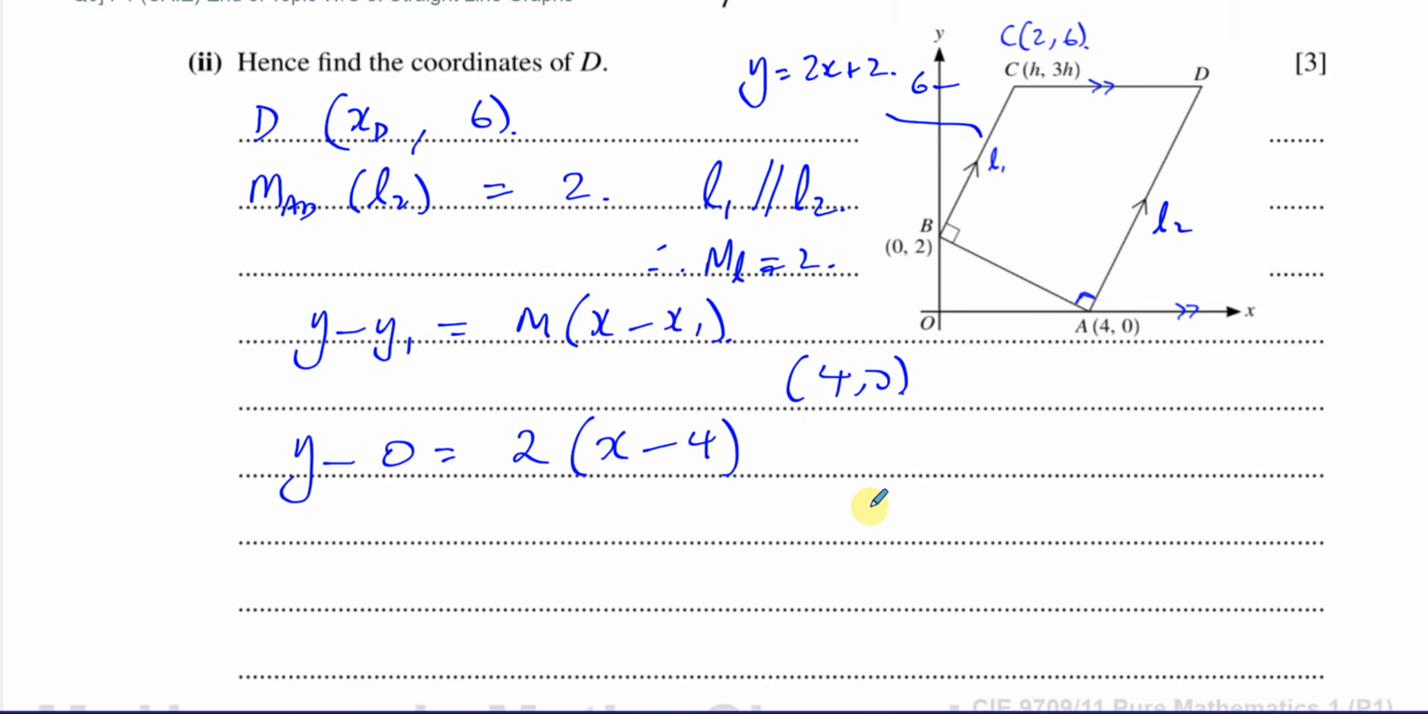Now, we don't actually have to find the equation of the line. We could, but we don't really need to because the question just says find the coordinates of D. So all I need to do now is replace y with 6. I know at D, y equals 6. If I put y equals 6 in here, that will give the x coordinate of D. So I'm going to put 6 minus 0 equals 2 times, this will be the x coordinate of D now, minus 4.